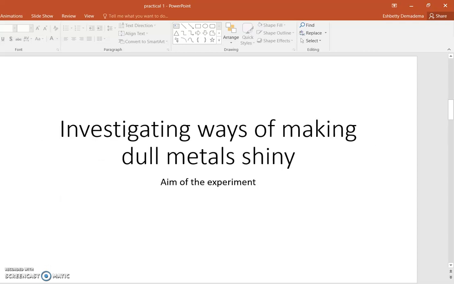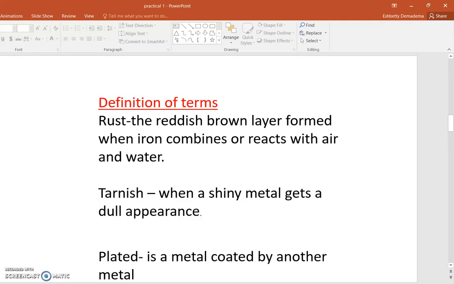So our lesson for today is going to be about investigating ways of making dull metals shiny. That is our aim for today's experiment. We want to find out ways of making dull metals shiny. But before we move on to the rest of the experiment, I think it is of paramount importance that I discuss the words that we are going to be using.